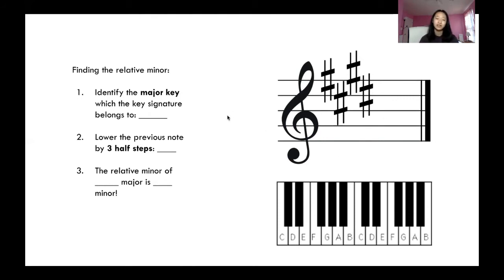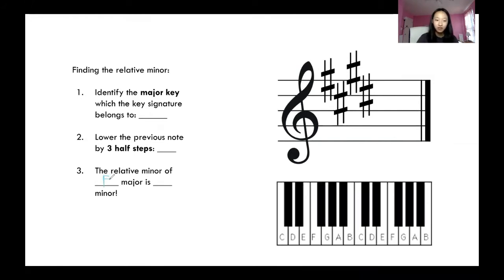Now that we know that the major key corresponding with the key signature is E major, we're going to lower E by 3 half steps. We put this piano here to help you visualize this. Three half steps down from E is first D sharp, D, C sharp. So 3 half steps down from E is C sharp, which means the relative minor of E major is C sharp minor. And remember, they're called relative minors because they share the same key signature.